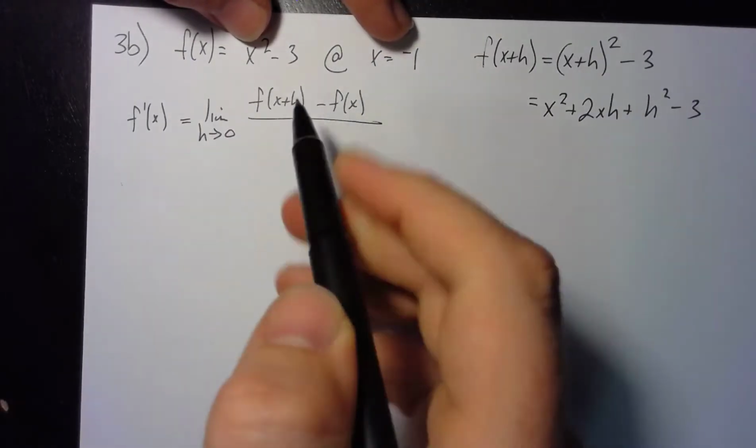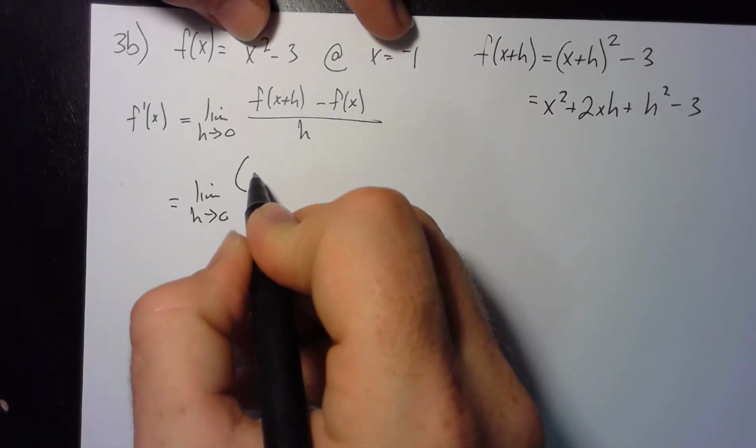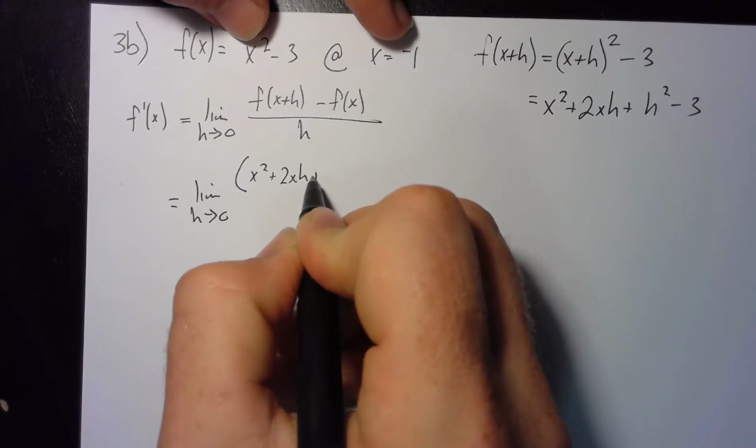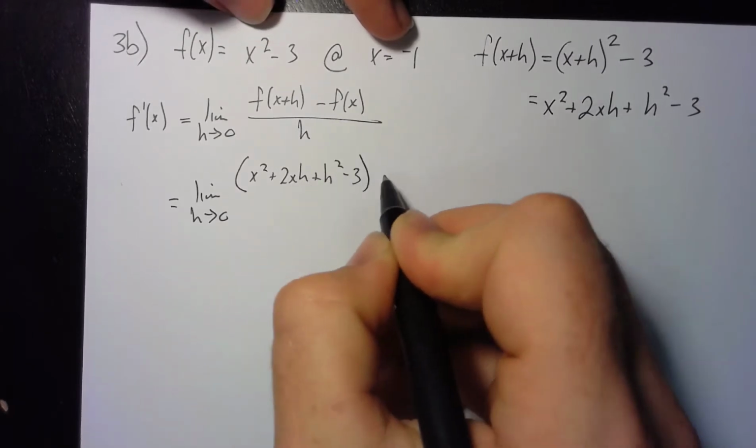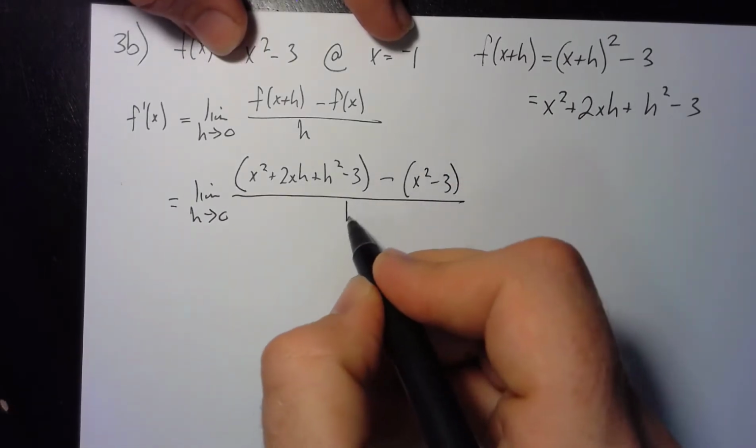I'm going to take these functions and plug them into this limit, giving me the limit as h approaches 0 of x squared plus 2xh plus h squared minus 3 minus x squared minus 3. This is all divided by h.